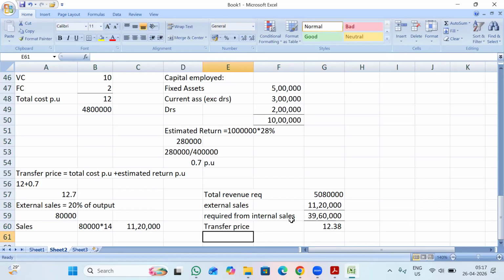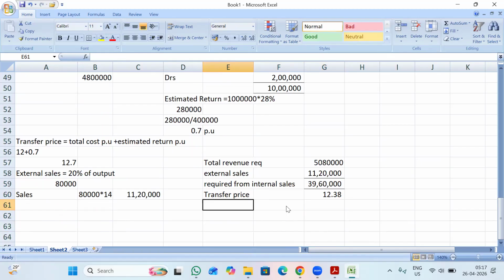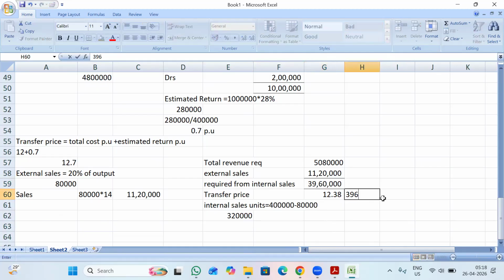So usually everyone will be making mistakes here. So internal sales units is 4 lakhs minus externally I'm selling 80,000. So only internal sales units is 3,20,000 and I require revenue of 39,60,000. So 39,60,000 divided by 3,20,000, I will be getting 12 rupees 38 paise. So my transfer price will be decreased.